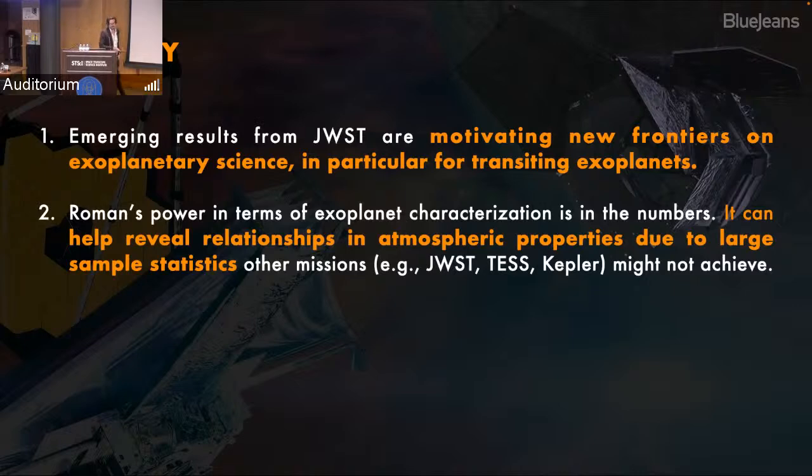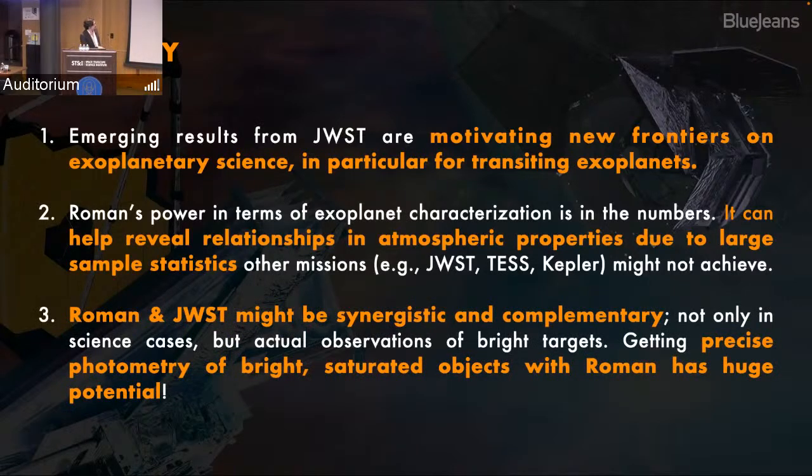Roman has the numbers. And finally, Roman and JWST might actually be synergistic and complementary, not only in science cases, but actual observations of bright targets. So getting precise photometry of bright stellar objects with Roman has huge potential. So if you're working on these, please keep doing that amazing work.